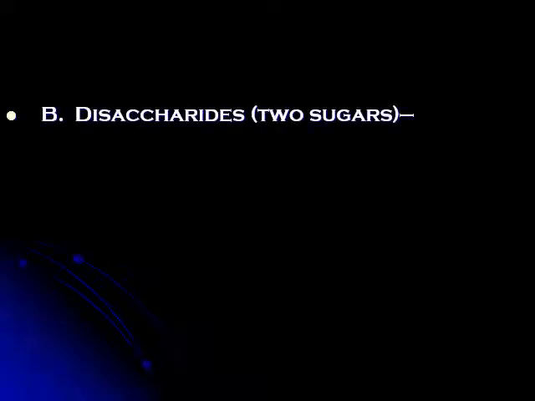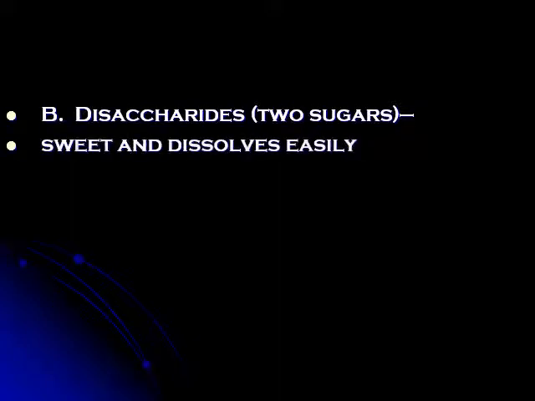Let's go on to the next molecule, which is a little bit bigger. We're now building these molecules. We started off with a monosaccharide. We're now going to a disaccharide. Di is the prefix meaning two. Saccharide, again, meaning sugar. So now we have two sugars. These are also sweet and dissolve easily. Why is that so? It's because they're very small and they can fit inside your taste buds. Therefore, they're going to trigger your receptors that you are tasting something sweet.